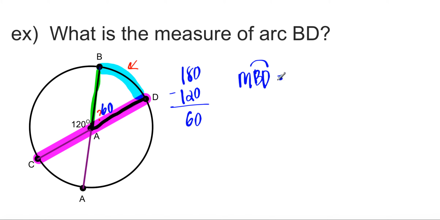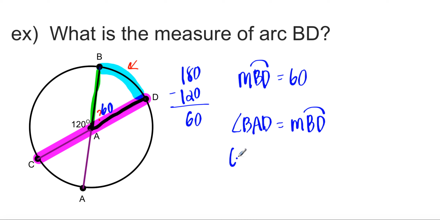60. The measure of arc BD is also 60, because the angle, which we're going to call angle BAD, is equal to the measure of arc BD. And that's because we're dealing with a central angle. The vertex is at the center. So when you see one of these problems with circles and angles, you need to ask yourself, where's the vertex of the angle? And then from there, you'll know where to go.